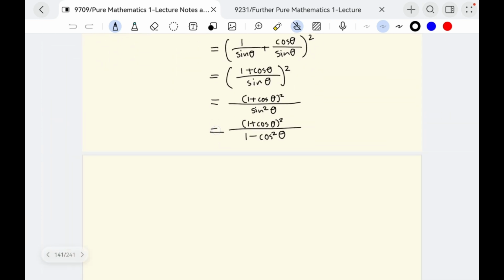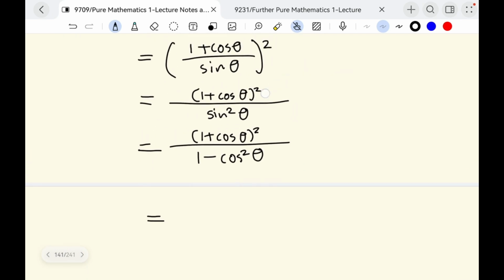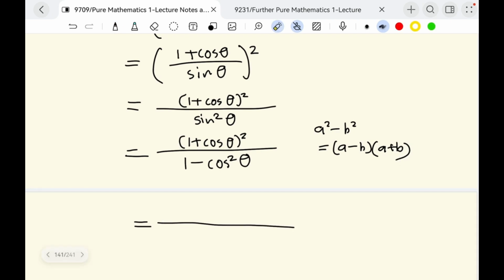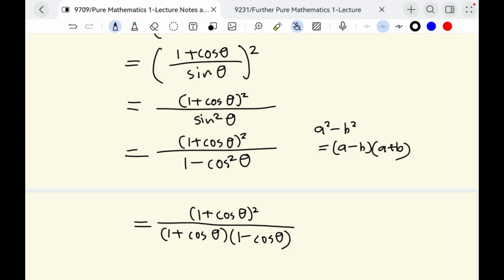Okay, and then you may use the expression a square minus b square equals a minus b bracket times a plus b bracket. So now since there is only a cos theta term, this makes your job easier. So just factorize it as 1 plus cos theta times 1 minus cos theta. And then as you can see, there is a factor which is common for both numerator and denominator, and what to do is you just cancel out.